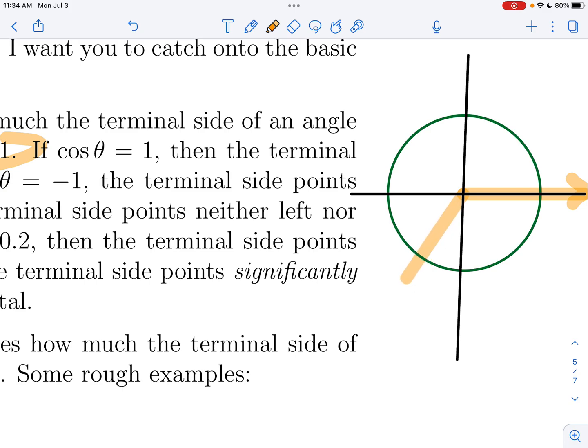So if cosine of theta is 1, it means this terminal side points perfectly to the right. Maybe we have a 0-degree angle where the terminal side also is the positive x-axis. That's what cosine of 1 looks like. Cosine of 1 is where this point, where the terminal side meets the unit circle, is as far to the right as possible. If cosine is negative 1, it means our terminal side goes as far to the left as possible. That would be like so.